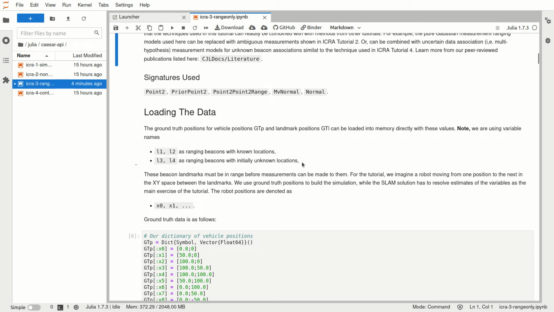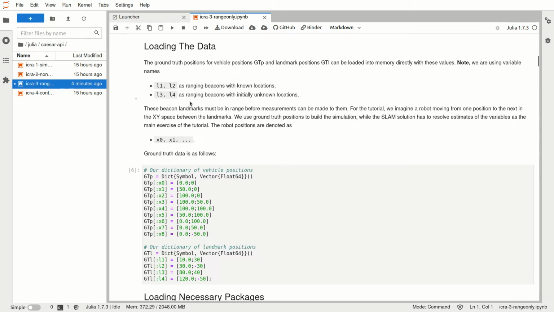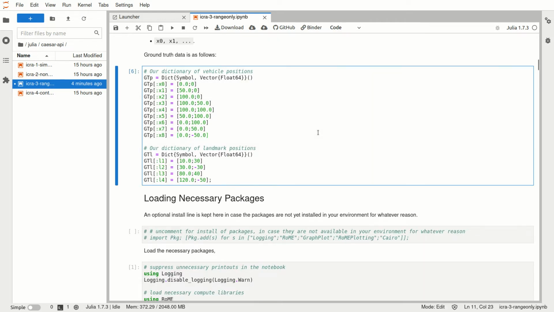So there are 4 beacons in the system, 4 landmarks. Landmark 1 and 2, we know where they are. Landmark 3 and 4, we don't know where they are. And we're only going to get range measurements from them when we're close enough. And the positions of our device that we're navigating will be x0, x1, x2 as we progress. So to simulate it, here's the ground truth data with the control running that.